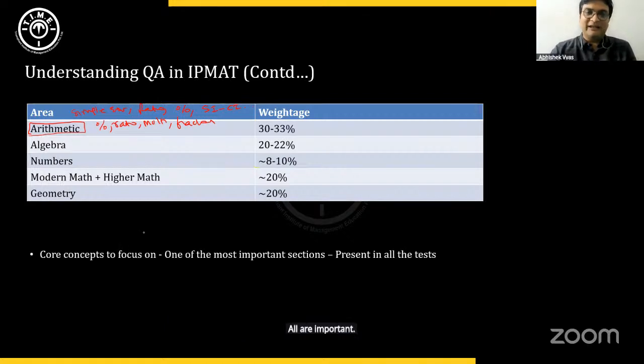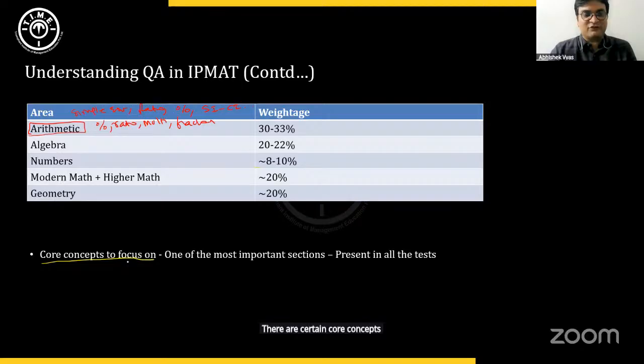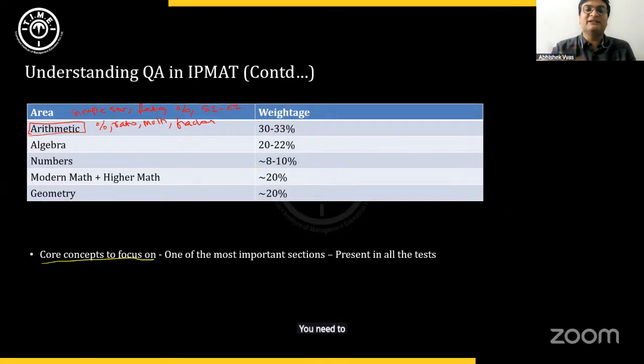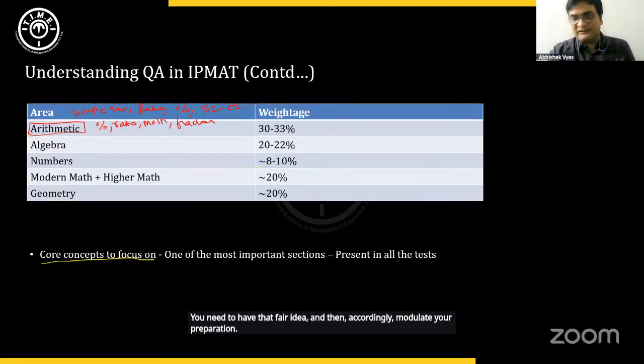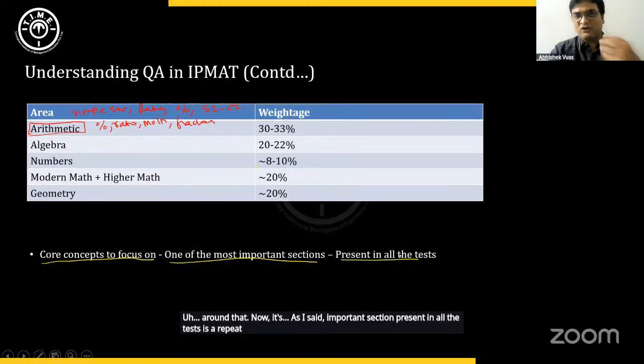So looking at this table, what I would like to highlight is there are certain core concepts that you need to focus on. That means you need to know what is important, what matters, what doesn't matter. You need to have that fair idea and then accordingly modulate your preparation around that. It is an important section present in all the tests. This is a repeat point, but the core concepts are something that you need to understand.